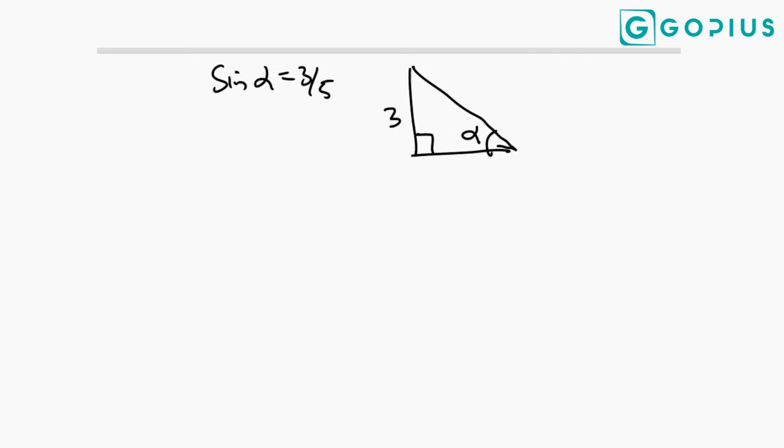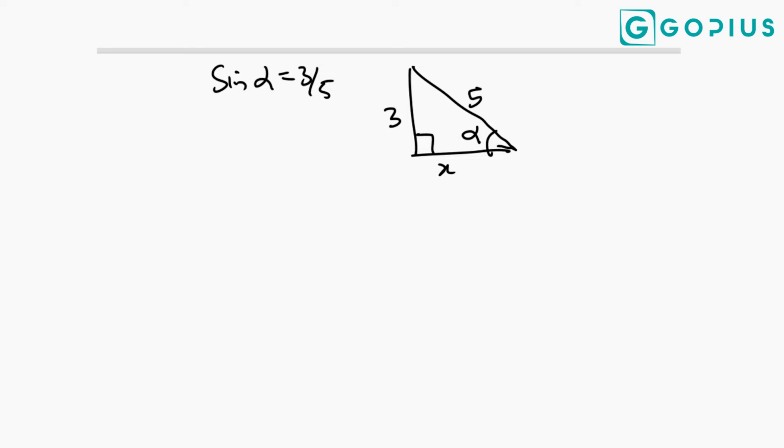Sine is opposite over hypotenuse, so the opposite side is 3. Sine alpha given as 3 over 5 means 3 is for the opposite side and 5 is for the hypotenuse, since sine is defined as the ratio of the opposite side to the hypotenuse. So I fix it up here, and I don't know the adjacent side, so I can call it x.